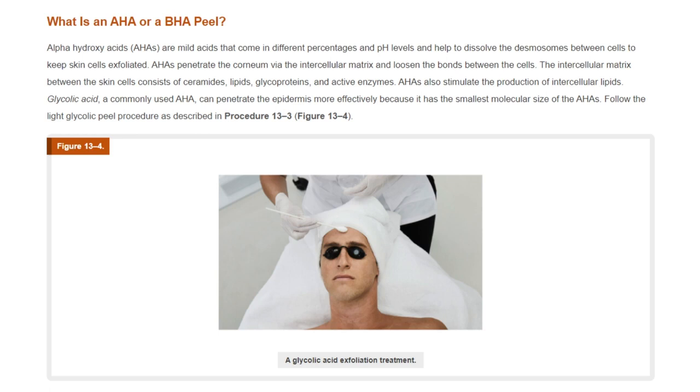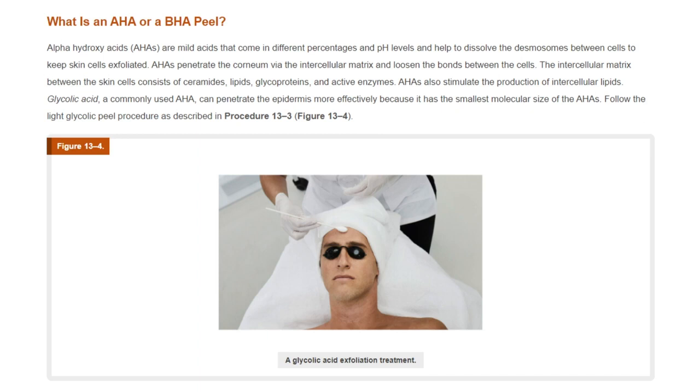Alpha hydroxy acids, AHAs, are mild acids that come in different percentages and pH levels and help to dissolve the desmosomes between cells to keep skin cells exfoliated. AHAs penetrate the corneum via the intercellular matrix and loosen the bonds between the cells. The intercellular matrix between the skin cells consists of ceramides, lipids, glycoproteins, and active enzymes. AHAs also stimulate the production of intercellular lipids.